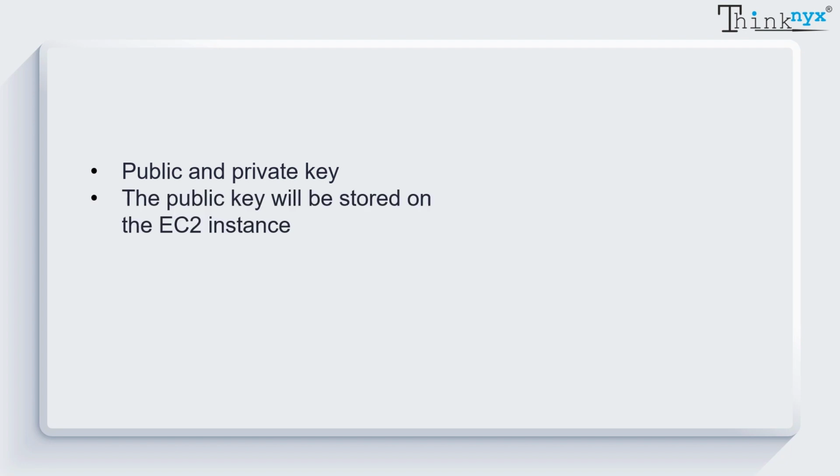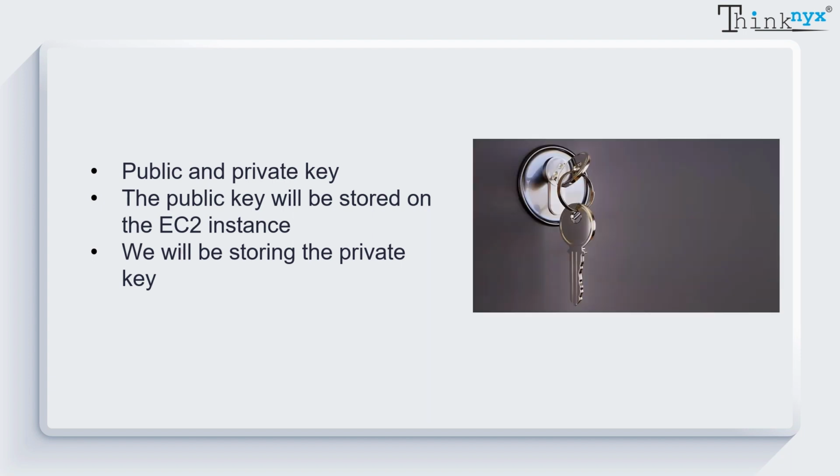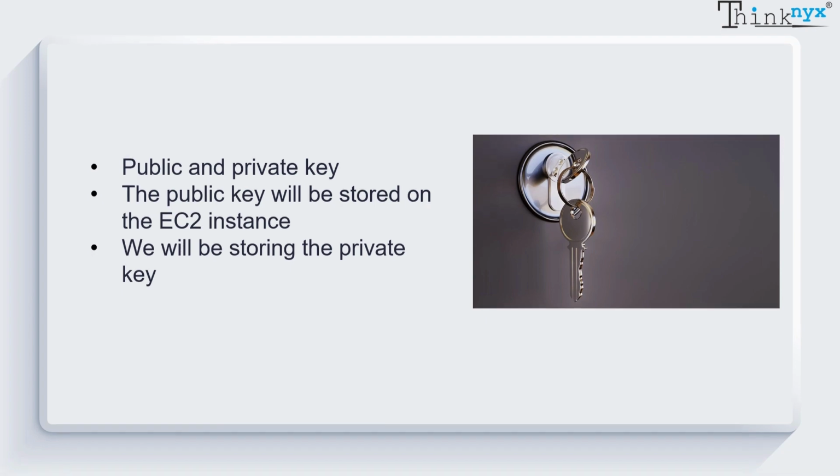Let us now discuss the EC2 key pair. An EC2 key pair consists of a public key and a private key. They are the credentials for connecting to the EC2 instance. The public key will be stored on the EC2 instance while we will be storing the private key. You can relate this to a lock and key. The public key is like a lock and you can open it only through the key, which is the private key. Also, we have to secure our private key as EC2 does not maintain a copy of it. So there is no way to recover a private key if we lose it.